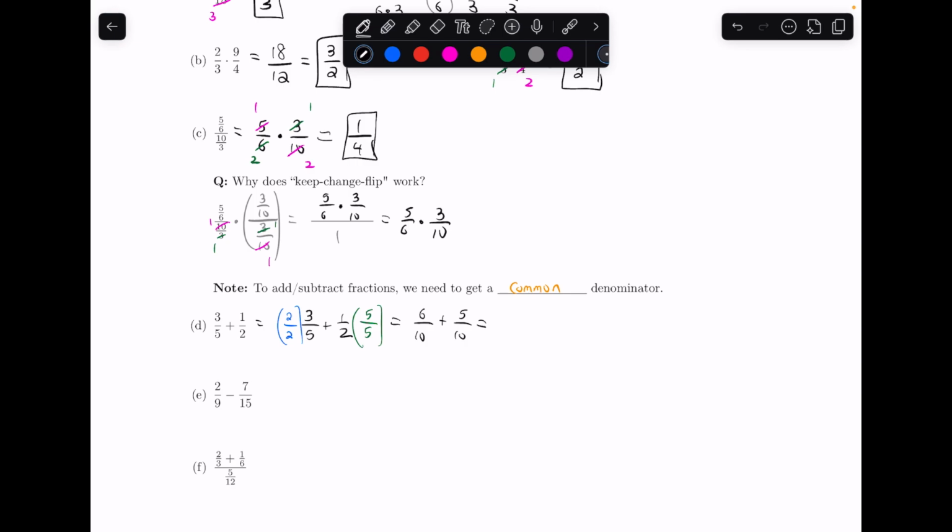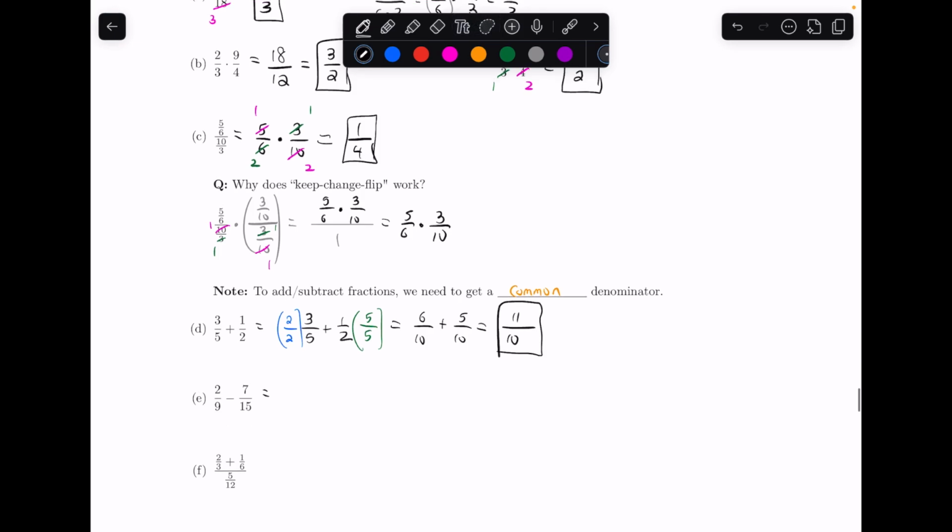And then when you add fractions with the same denominator, the denominator stays as it is. And then you add those numerators together and you get 11. And there's nothing that divides the 11 and the 10 besides a 1, but that wouldn't simplify it. So this is as far as I can go. Okay, what about subtracting fractions?